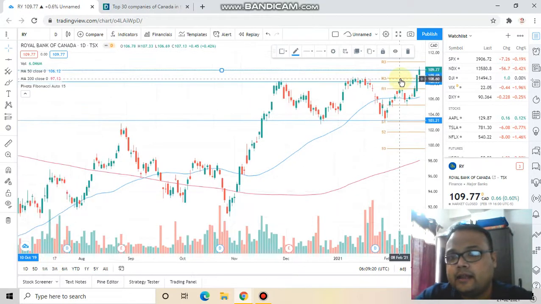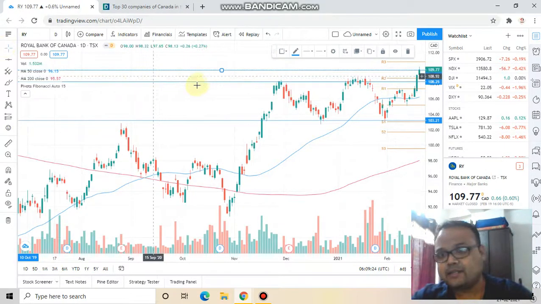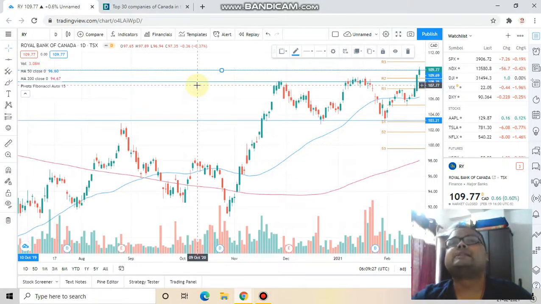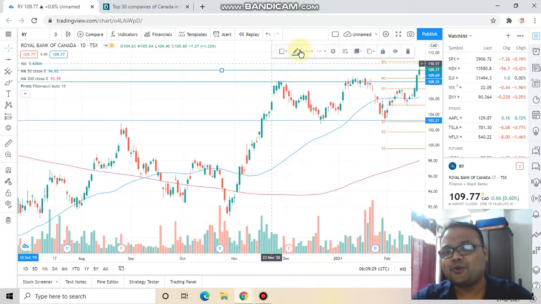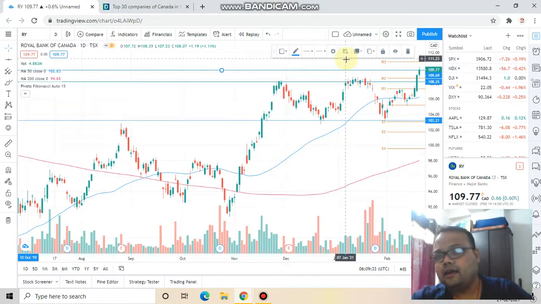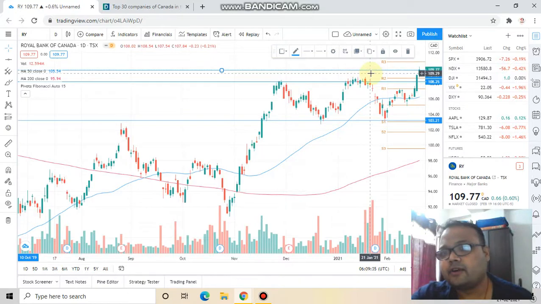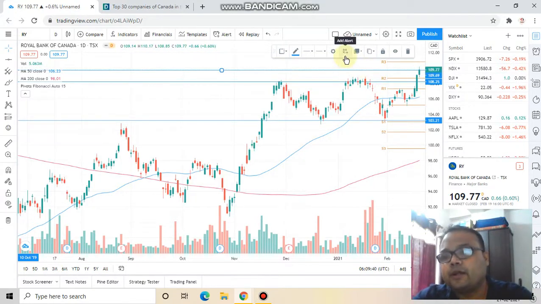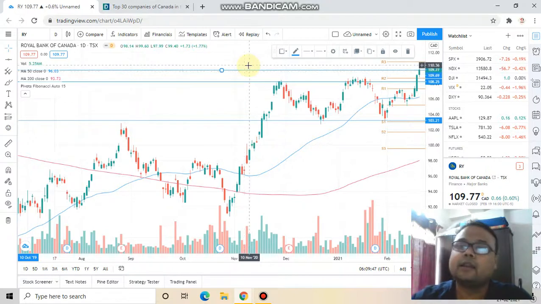And if you've got shares of RY at present, then I'll say keep your fingers crossed. Just hope that the market crosses this particular resistance level. If the market comfortably breaks this resistance level of 109.8, let's say, then this particular point will no longer be valid and the market will go up.